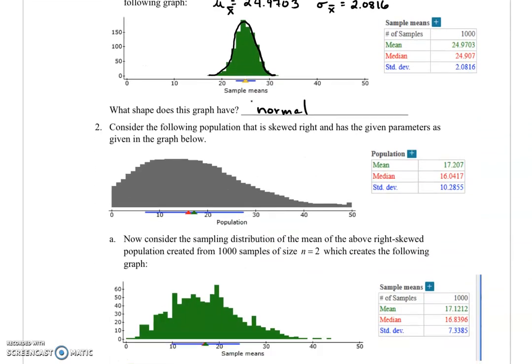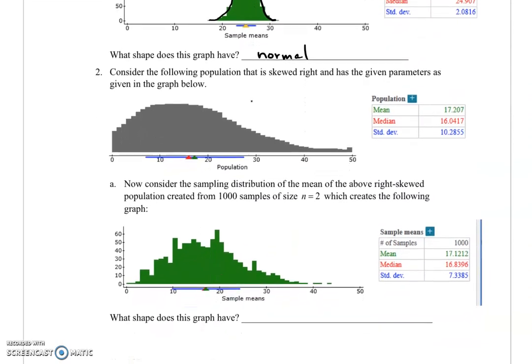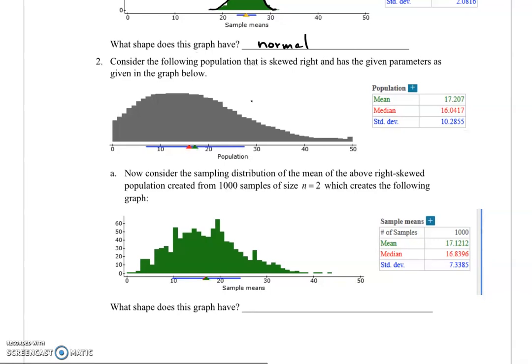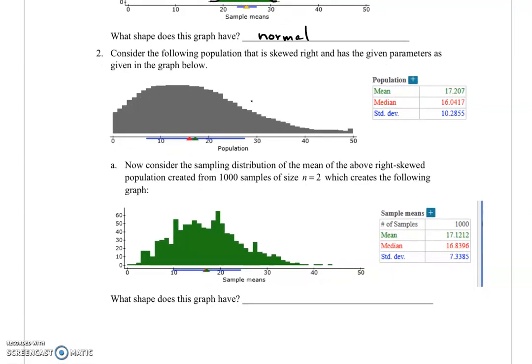Okay, what if the population's skewed right? Skewed right and skewed left work out the same way in this. You just have to imagine the picture going the opposite direction. So here's our skewed right distribution. And you can see we have a mean of 17.207 and a standard deviation of 10.2855.